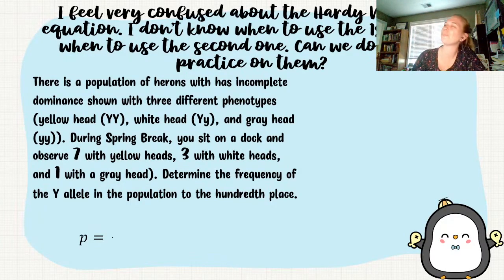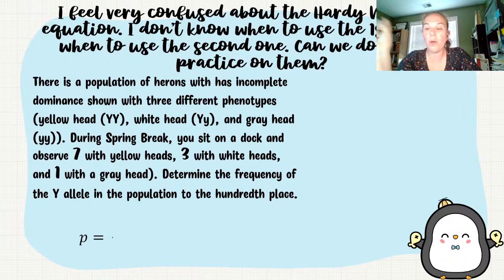So this is what we're going to do. A population of herons has incomplete dominance shown in 3 different phenotypes. It could have a yellow head, which is YY. It could have a white head, which is Yy. It could have a gray head, which is yy. So during spring break, you sat on a dock, and you observed 7 that have yellow heads, 3 with white heads, and 1 with a gray head. Determine the frequency of the Y allele in the population to the hundredths place.